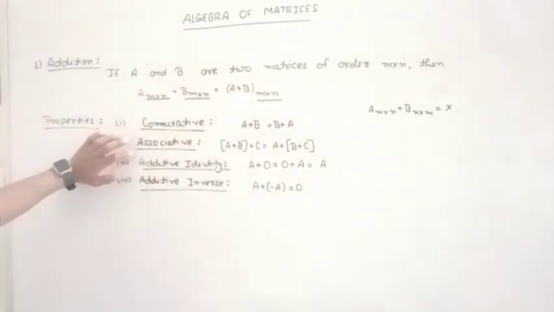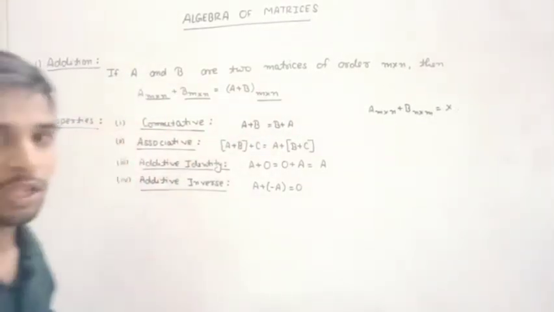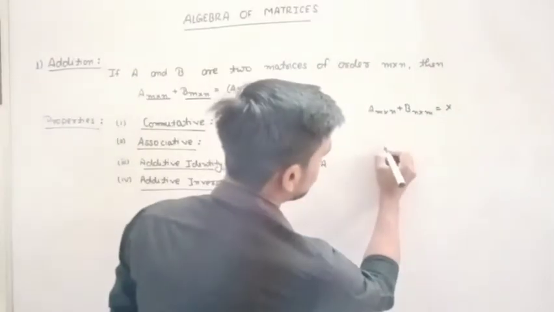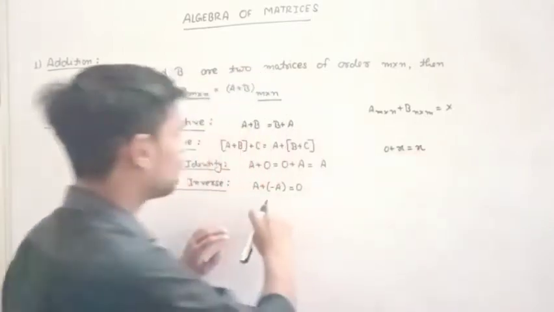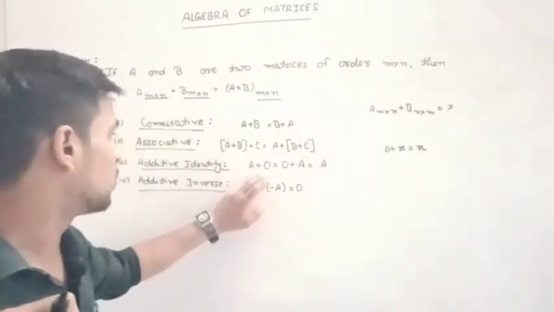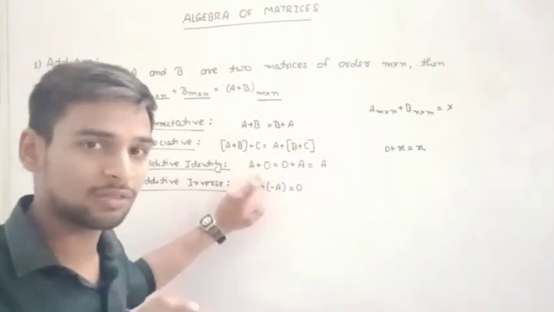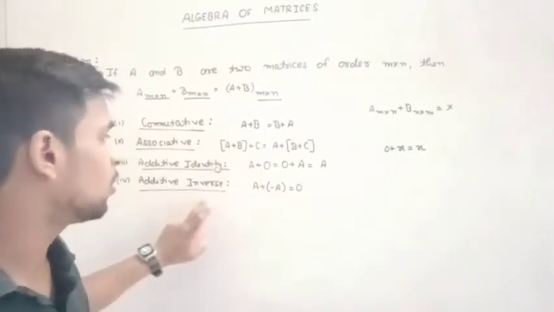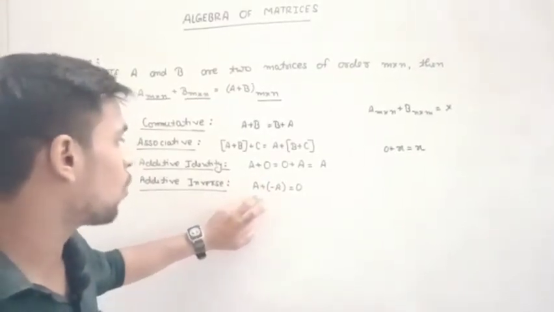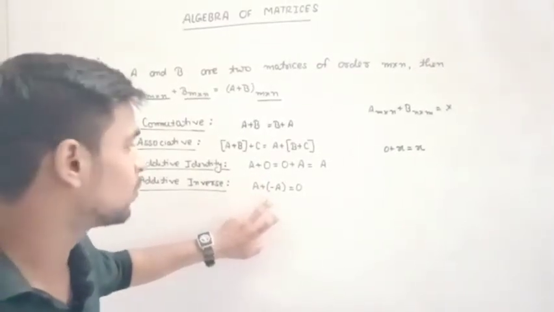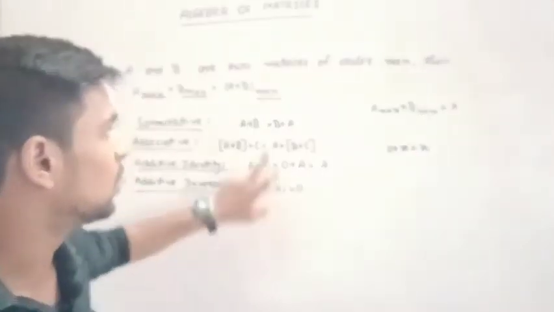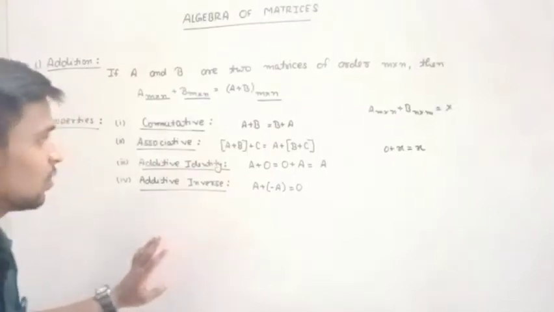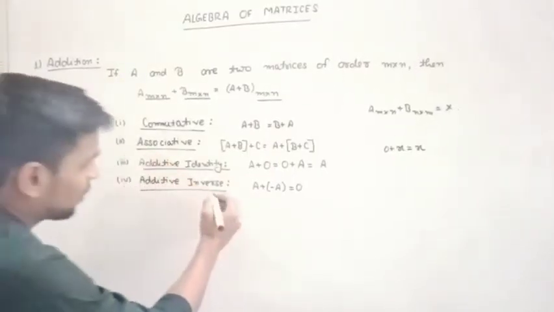The next one, additive identity. As we know that 0 is the additive identity for any number, here we take the additive identity as a null matrix O. And the next one, additive inverse. The inverse of A is minus A, so the sum of A and minus A will be equal to 0.